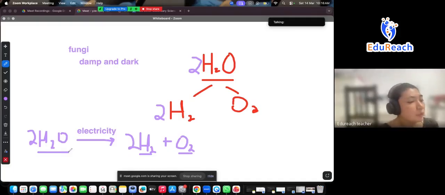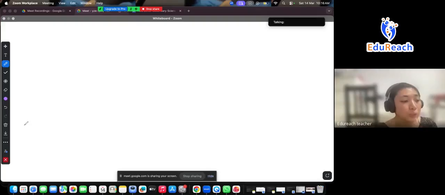Okay, question number 7. Which statement is not correct about melting of a substance? What is melting? When we go from solid to liquid. What kind of a change is this? This is a physical change. Again, they are looking for the not correct answer.